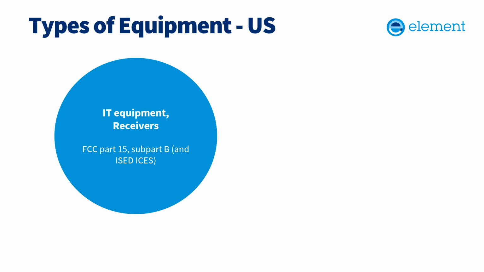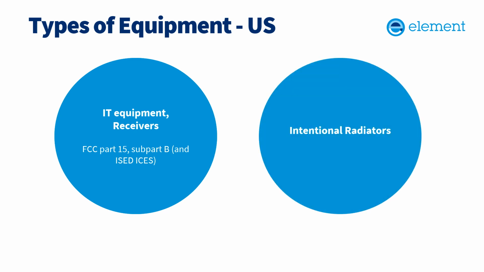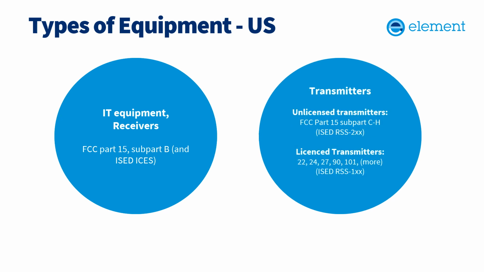Included in the scope of unintentional radiators, we also have IT equipment such as the desktop that I just mentioned, and also radio receivers, so broadcast receivers. On the other side, we have intentional radiators. These are radiators where we intend to radiate signals from them, and they cover both licensed and unlicensed transmitters. So when we say unlicensed, it means that as consumers, we don't need to individually have a license to operate that particular type of device.